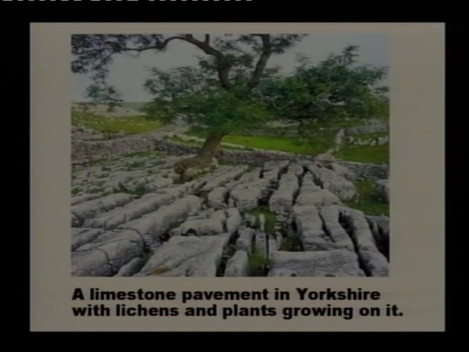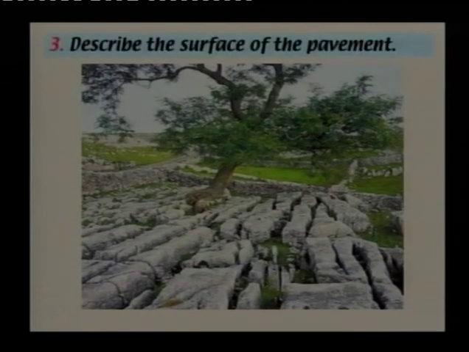Okay, activity 3. Using that picture, I'd like you to describe the surface of the pavement. And the surface is the area above here. Just describe generally what you can see on the surface of that particular pavement. Having given 4 minutes to look at those 3 activities, the 4th one will be given to you to complete for your homework.